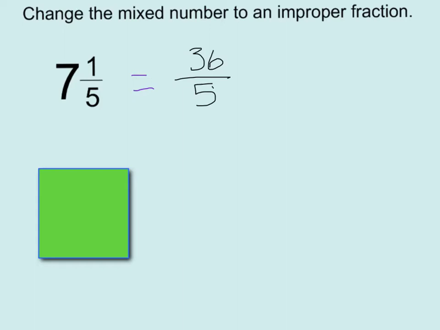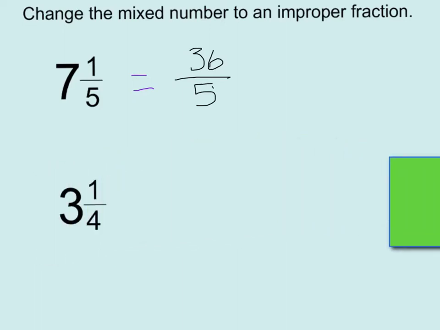And let's take a look at this next example. I have 3 1/4. Remember our steps. Let's multiply our denominator times our whole number plus our numerator. 4 times 3 is 12, plus 1 is 13. And remember, they're cut into fourths. So it'll be 4 times 3 is 12, plus 1 is 13 fourths. And this picture will show why.